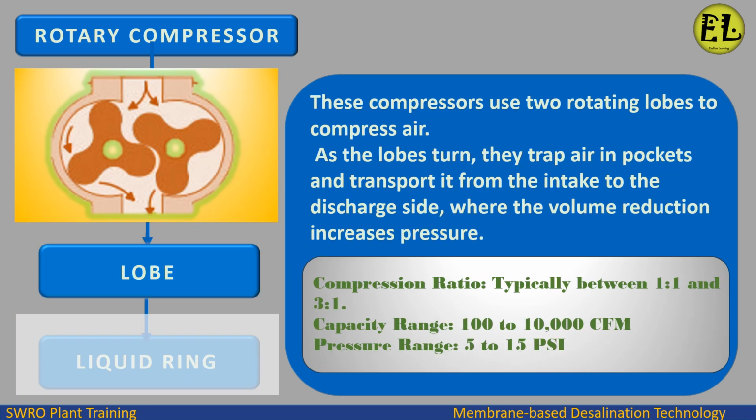Lobe rotary compressor. These compressors use two rotating lobes to compress air. As the lobes turn, they trap air in pockets and transport it from the intake to the discharge side, where the volume reduction increases pressure. Compression ratio, typically between 1:1 and 3:1. Capacity range, 100 to 10,000 CFM. Pressure range, 5 to 15 PSI.